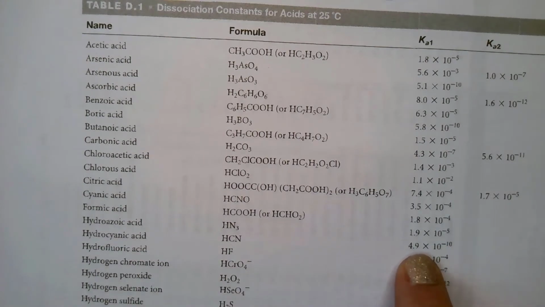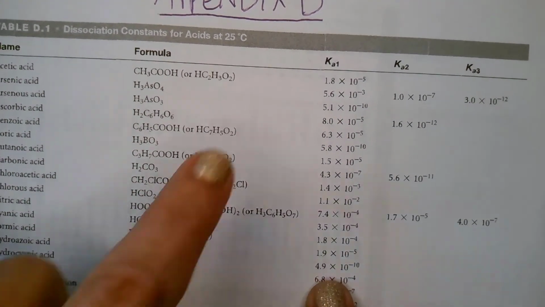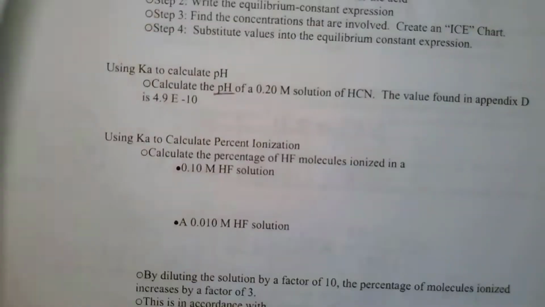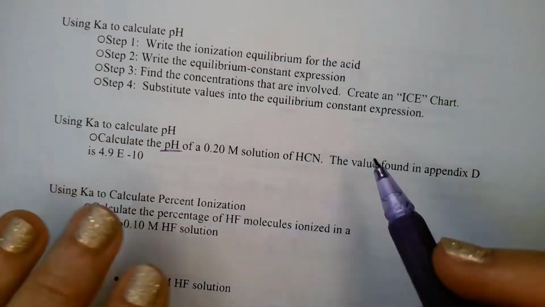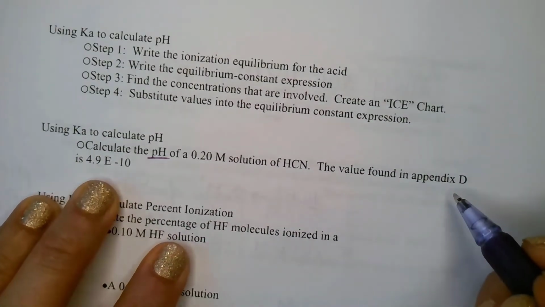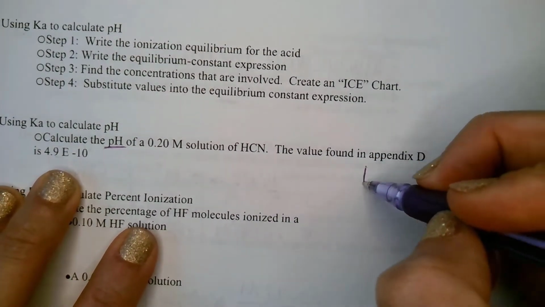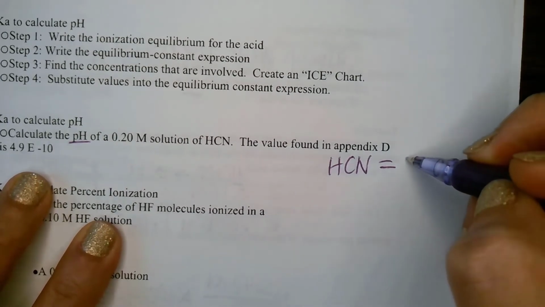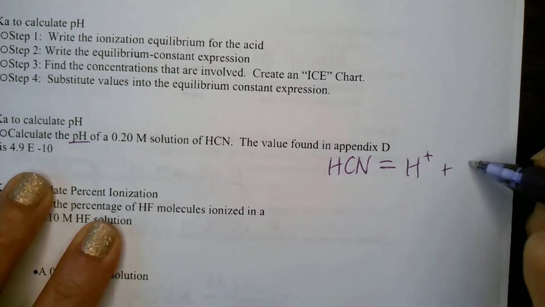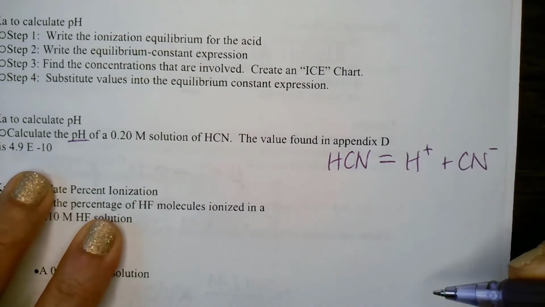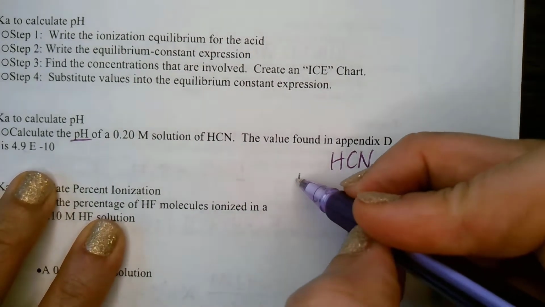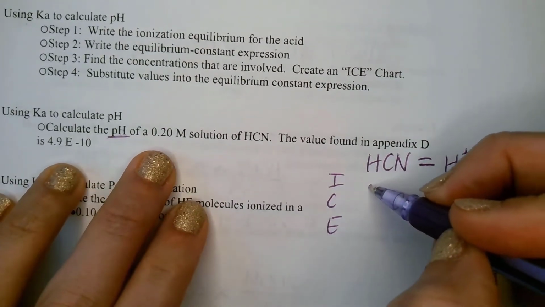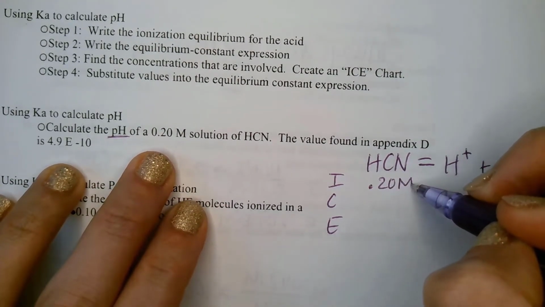And just pulling up this chart here to show you the hydrocyanic acid, HCN. Its Ka value is 4.9 times 10 to the negative 10th. So this is a given. All right, so now let's write our expression first. I'm going to write out HCN is in equilibrium with our H plus and our CN minus. So let's make our ice chart.